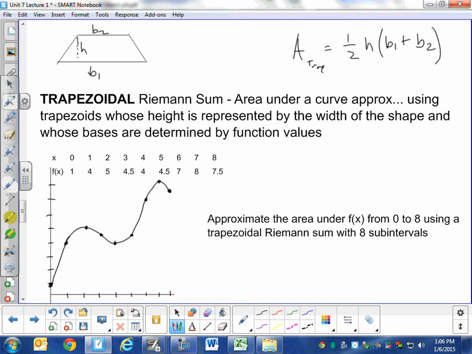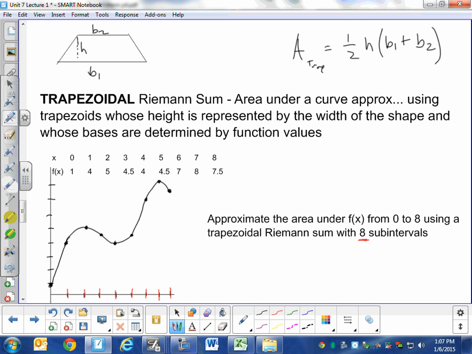Let me show you how the trapezoids are going to appear on these Riemann sums when we're approximating areas. Here, the height is going to be represented by the width, but the bases are going to be the heights of the function values. It's kind of confusing. It's good to draw the picture of this trapezoid and then the picture of the next trapezoid I'm going to show you. We're going to use 8 subintervals in this situation. So automatically 8 is better than 4. We'll have a good approximation using 8. So I'll go 0 to 1, 1 to 2, 2 to 3, 3 to 4, 4 to 5, 5 to 6, 6 to 7, 7 to 8.